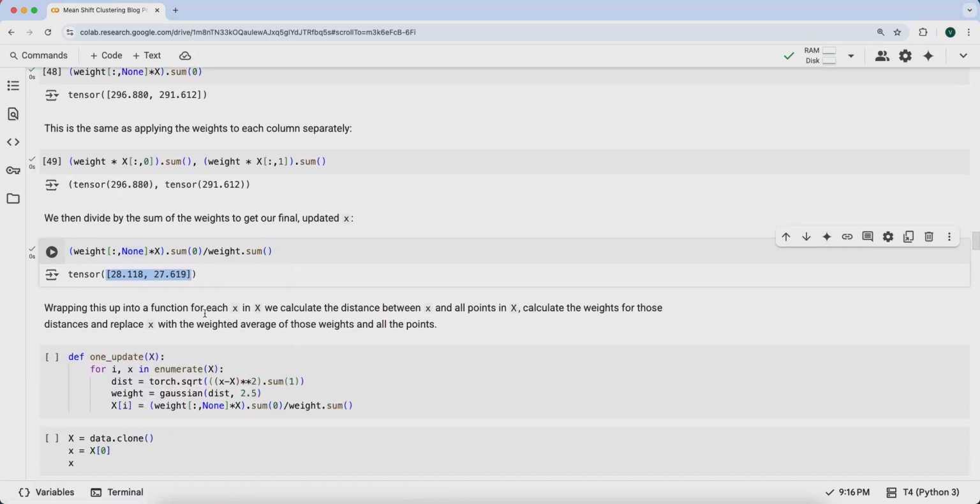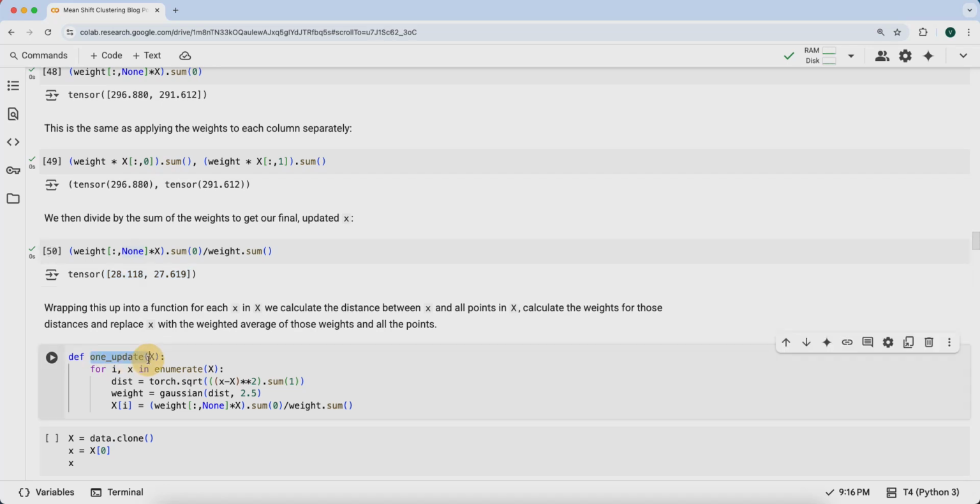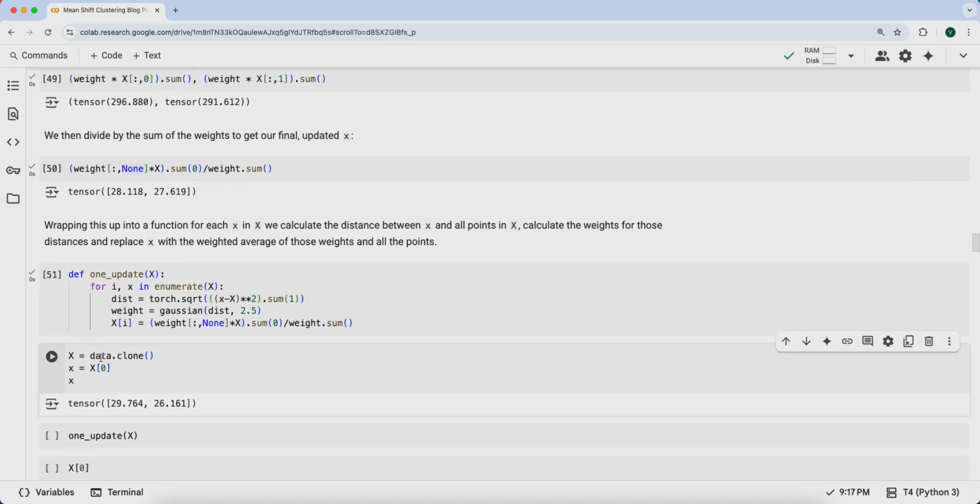Okay, so let's wrap this up into a function called oneUpdate, except now we're going to go through all of our data points. We're going to calculate the distance between that given point and all the points in big X. We're going to get the weight for those distances. And then we're going to calculate the weighted average, and we're going to update our original data, xi. And so that's why before we start doing this iteration, we clone the data so we don't lose our original data set.